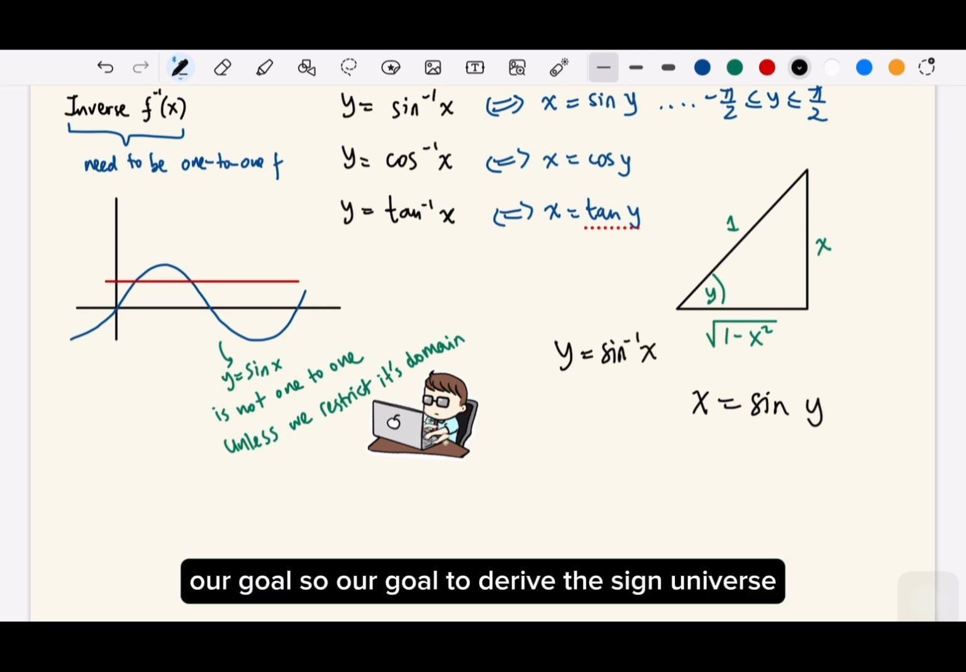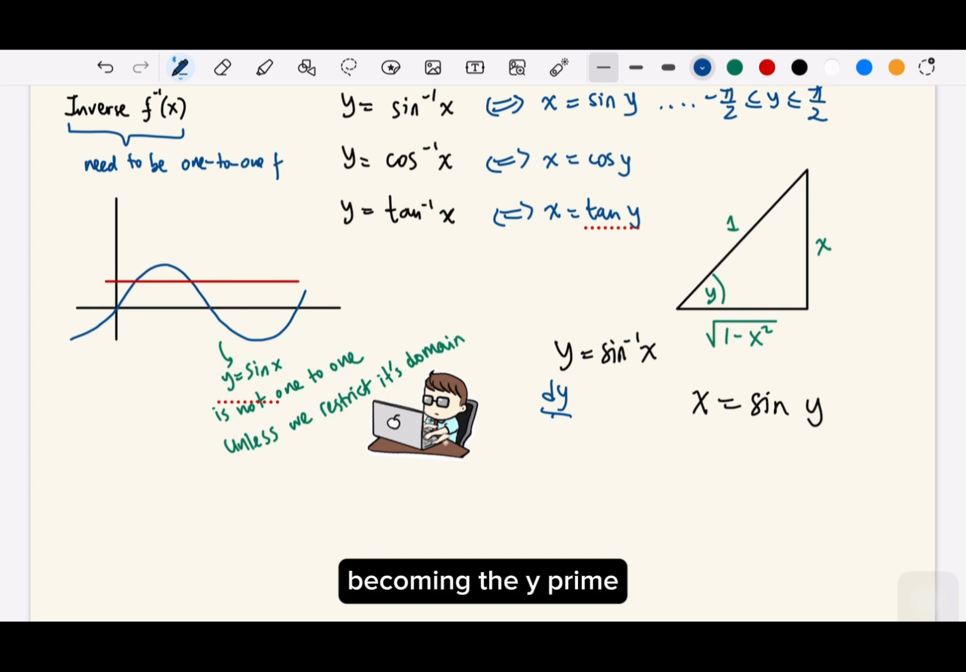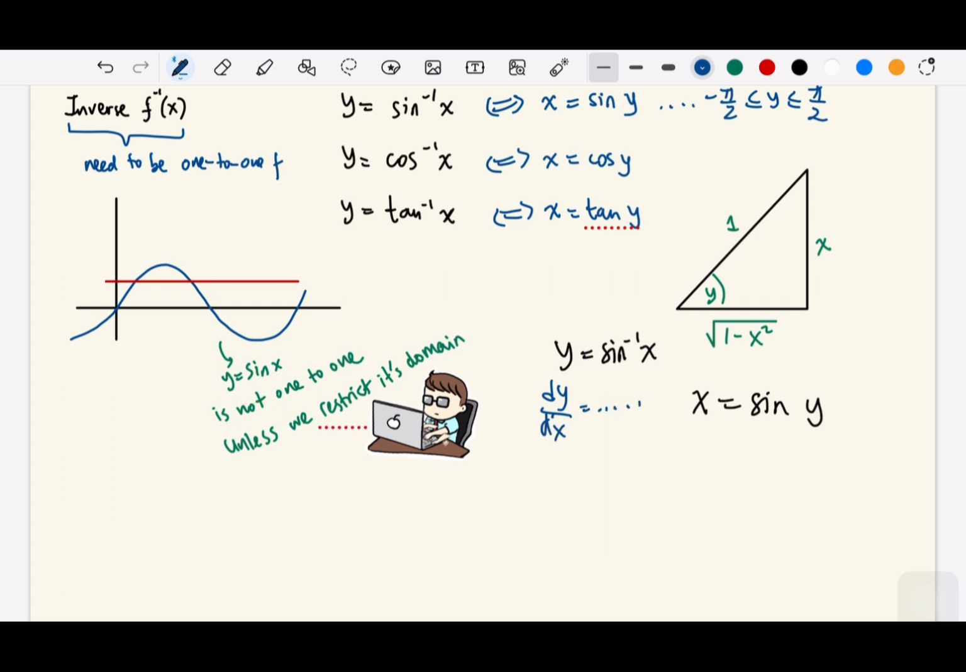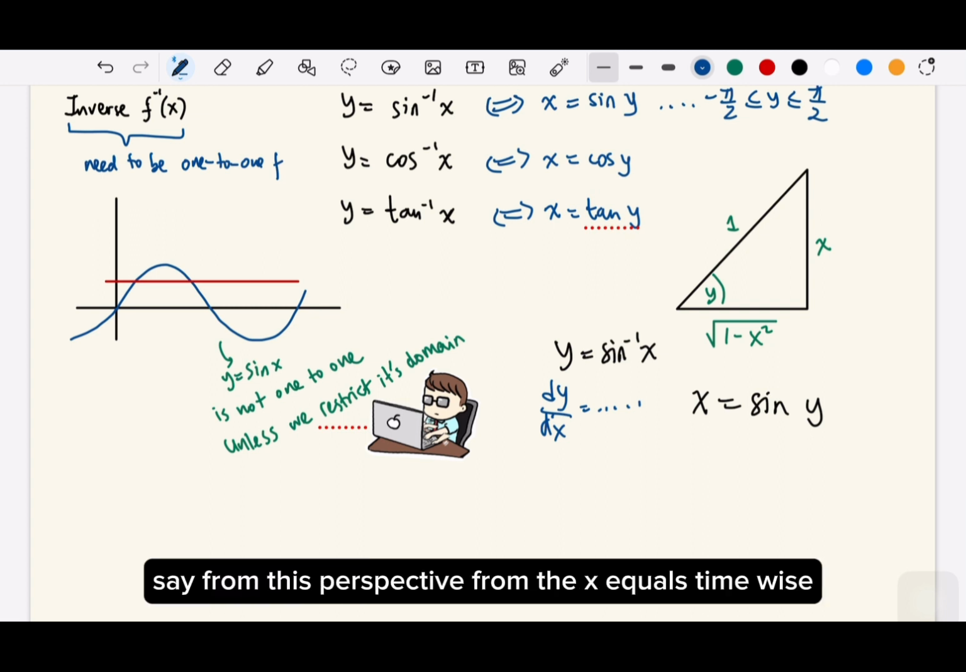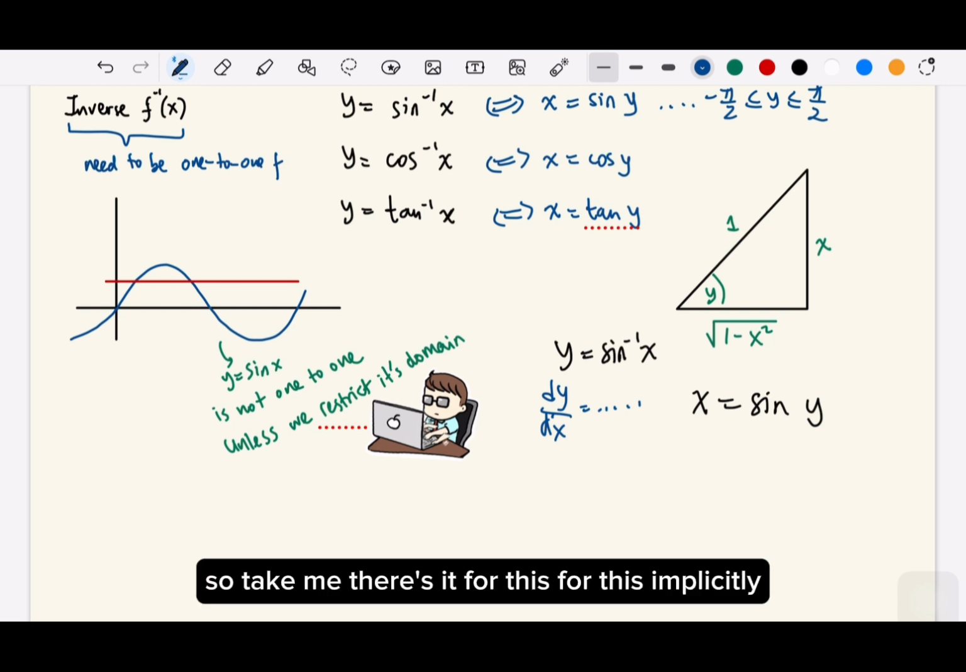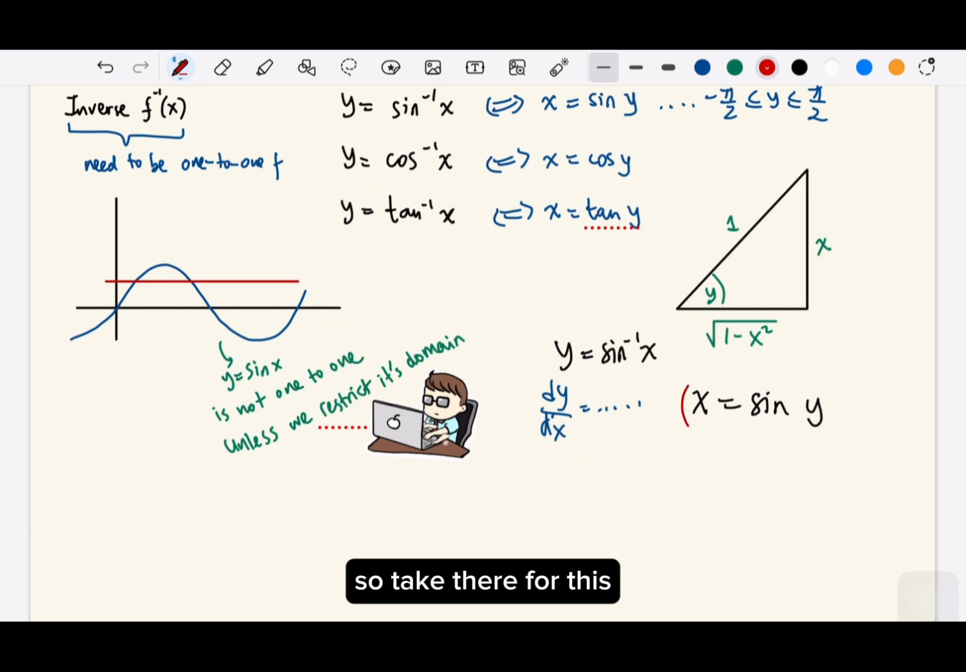Our goal is to derive the sine inverse. So we need to make the y become dy/dx, or y prime, and we need to figure out what that will be. To derive this, we can think from this perspective: from x equals sine y, we take the derivative, implicitly. So we take implicit differentiation.